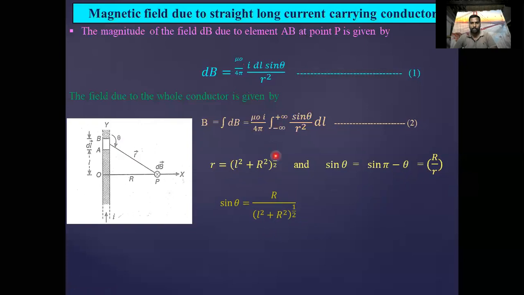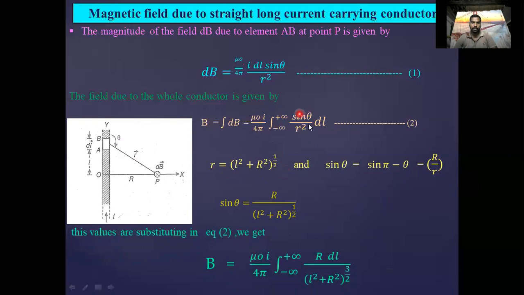Now substitute this value in equation 2. We get B is equal to mu naught I by 4 pi, integration from minus infinity to plus infinity, R dl divided by (L square plus R square) whole to the power of 3 by 2.